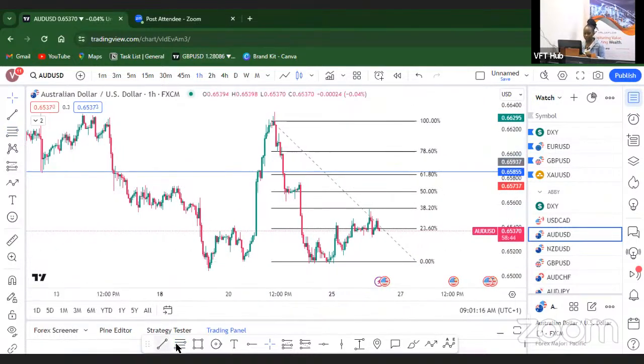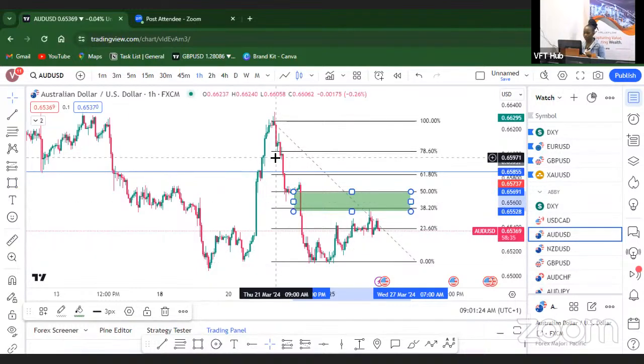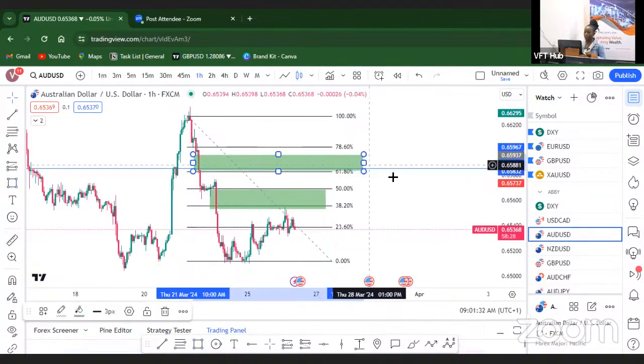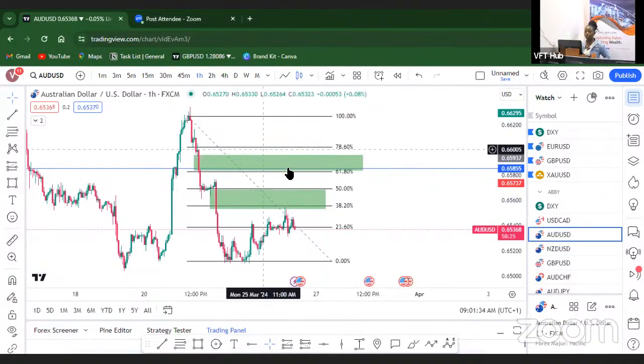So we have a fair value gap here, which looks like one POI. Then we have another fair value gap all the way up here. Right? So if AUD USD trades all the way into this fair value gap, consumes the entire FVG, and trades to the 50% fib level, it will be more comfortable to trade.